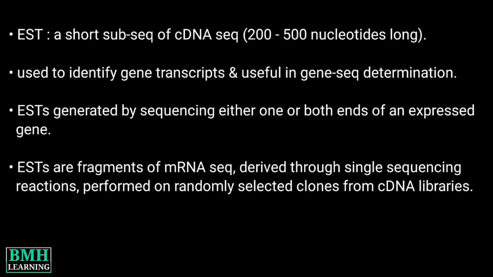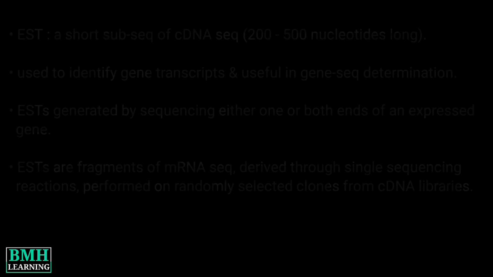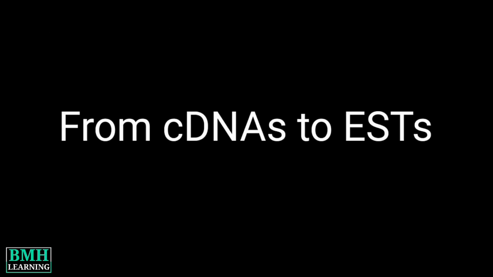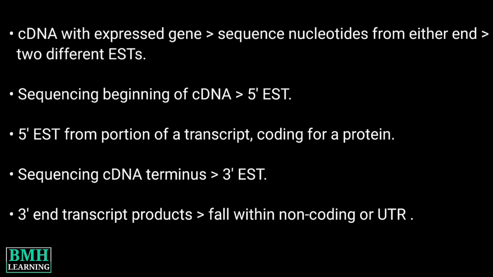ESTs are generated by sequencing either one or both ends of an expressed gene. Or in other words, ESTs are fragments of mRNA sequences derived through single sequencing reactions performed on randomly selected clones from cDNA libraries. From cDNAs to ESTs. Once cDNA representing an expressed gene has been isolated, scientists can then sequence a few hundred nucleotides from either end of the molecule to create two different kinds of ESTs.